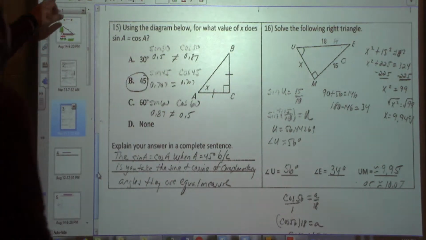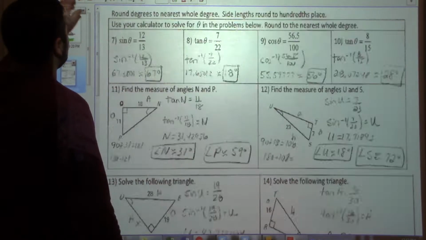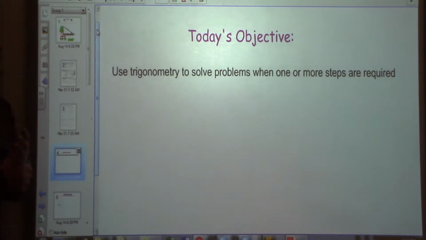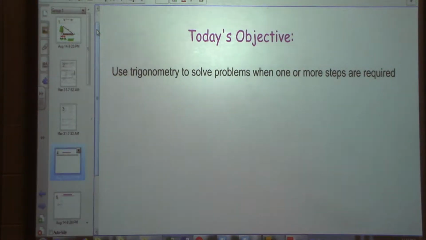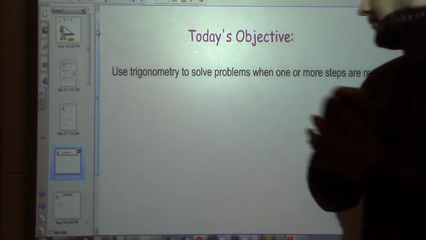Alright, so today, use trig to solve problems when one or more steps are required. So, we're not really learning anything new today, necessarily. We're doing all the same stuff we've done past 2 days, but we're using multiple steps of it. So we're going to do more than one thing at a time to try and solve our problem.